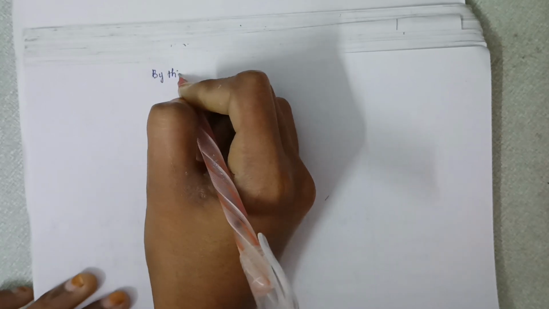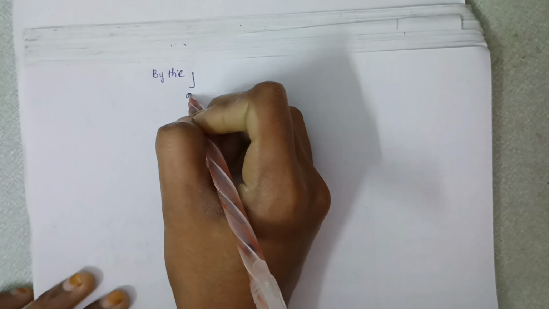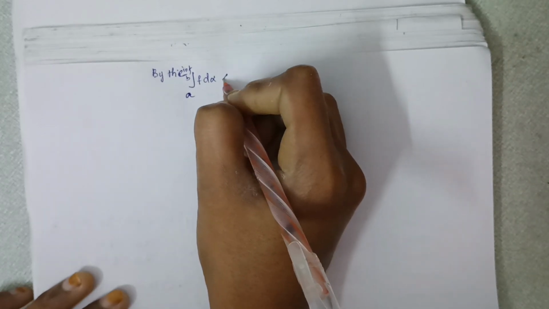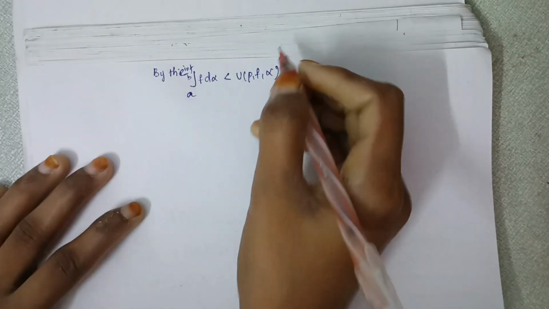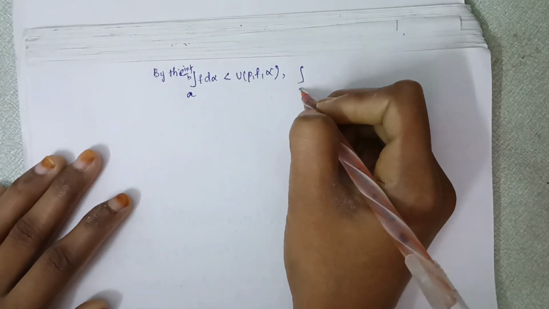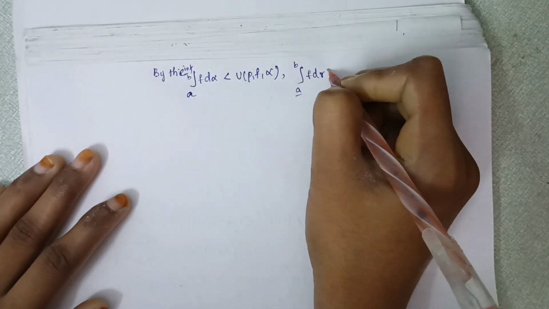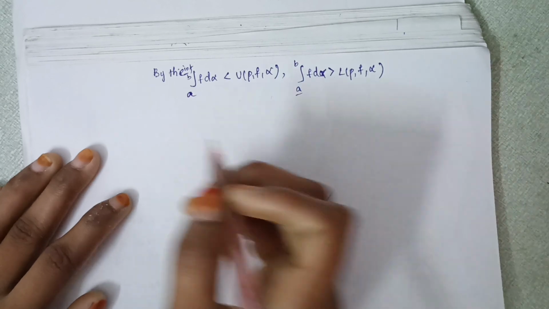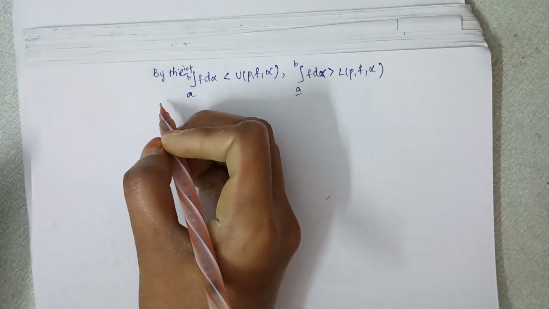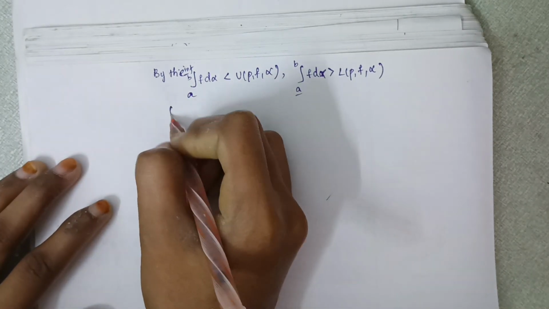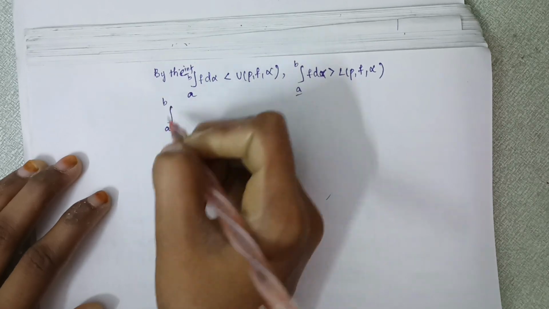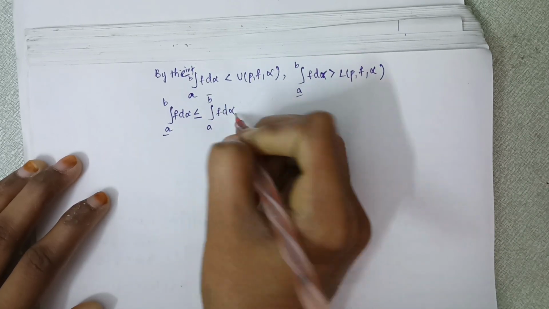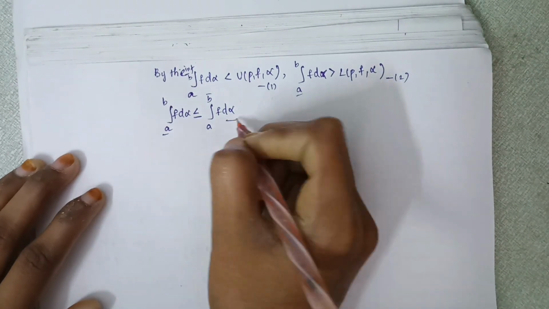By the definition of infimum, we know that integral from a to b bar of f d alpha is less than U of P, f, alpha. And by the definition of supremum, we know that integral from a bar to b of f d alpha is greater than L of P, f, alpha, right? And we also know that from the second theorem, the lower RS integral is always less than or equal to the upper RS integral, which is nothing but integral a bar to b f d alpha is less than or equal to integral a to b bar f d alpha. So this is 1, this is 2, and this is 3.